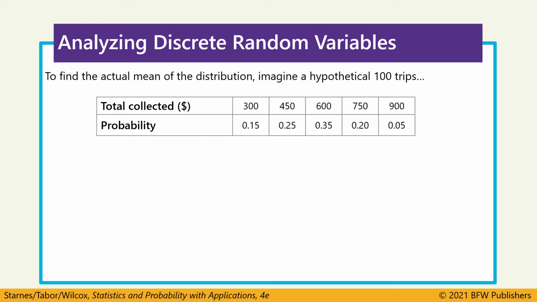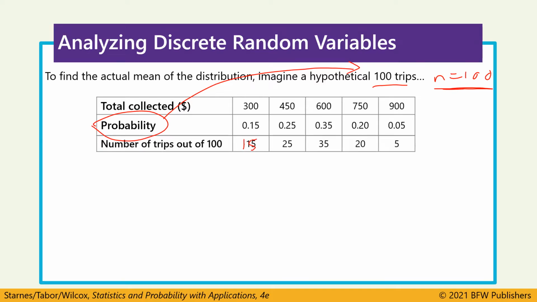Now, we're often given a probability distribution, and we're asked to calculate the mean or the standard deviation. To explain how this works, let's imagine a hypothetical 100 trips. Our probabilities are easy to apply to a sample size of 100. So 15% of the time, if we're dealing with 100 trips, that would be a total of 15 trips. The next one would be 25, etc., etc.